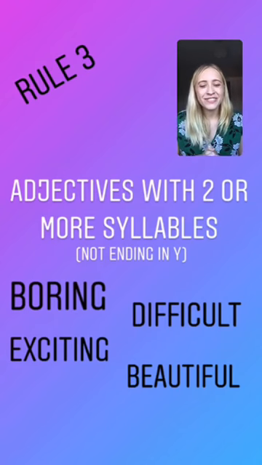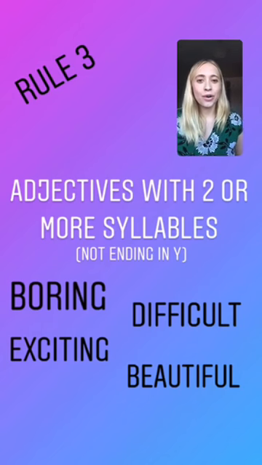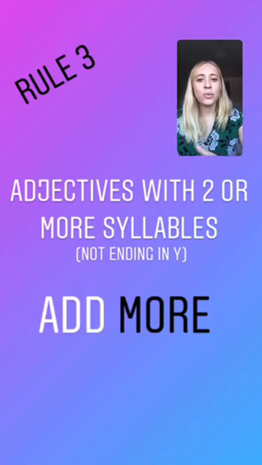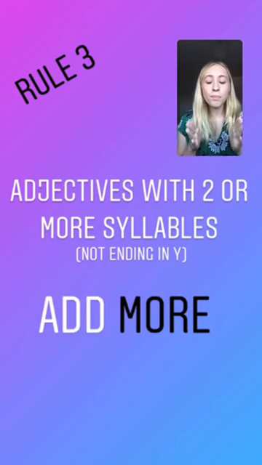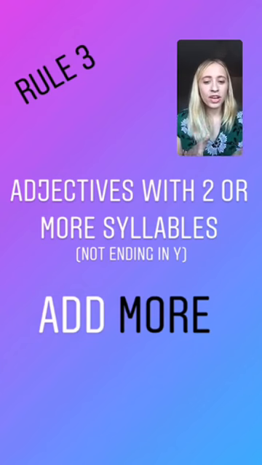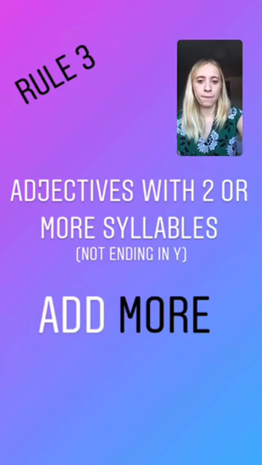So the examples of this are boring, difficult, exciting, or beautiful. All of these have 2 or more syllables. And what we will do for these words, we are just going to add more. You do not need to change these words. We are going to add more to the beginning of the word.